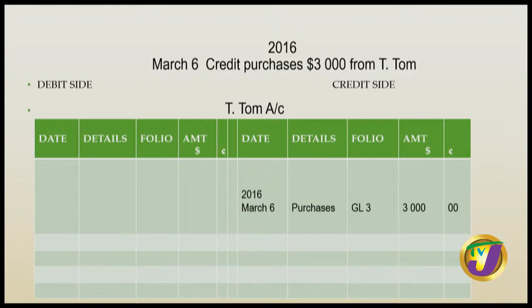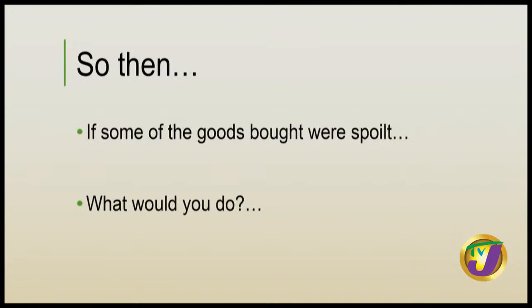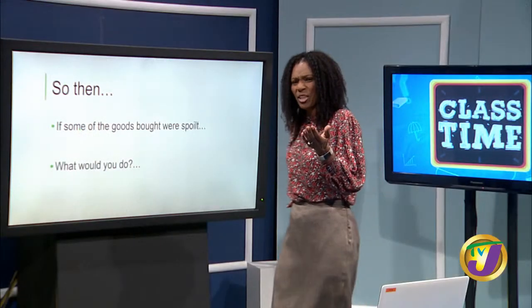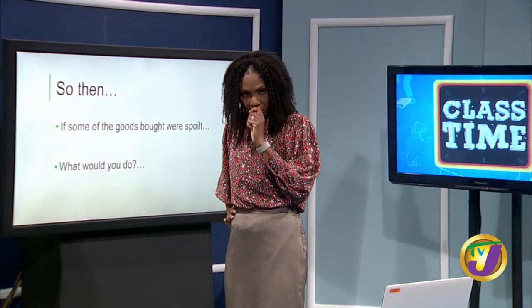The corresponding entry would be in T. Tom's account, our creditor, in the purchases ledger. And remember now, we're increasing in this case in liability, so his account will not be debited, but his account will be credited. You were taught. Practice, practice, practice. You can't forget to practice. We're building, students. So then, supposing some of the goods that we bought were spoiled. What would we do?